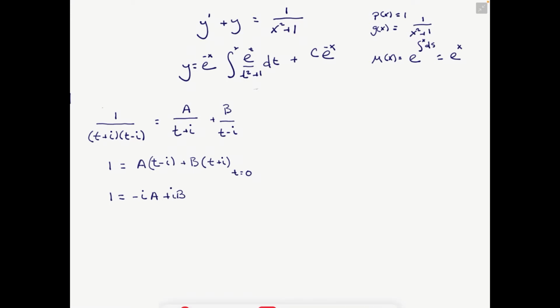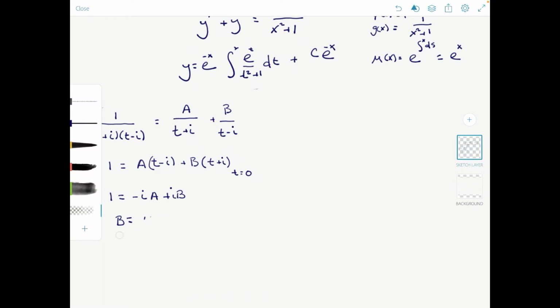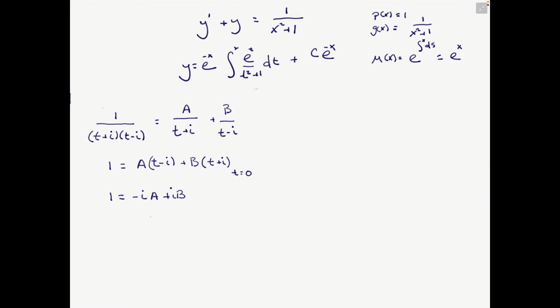Okay, so b equals 1 plus, well, you know what, actually, let's do this. Let's multiply through by i, and we have i is equal to minus i squared, so that's a minus b, and so a is equal to i plus b. Now, we have that one relationship.